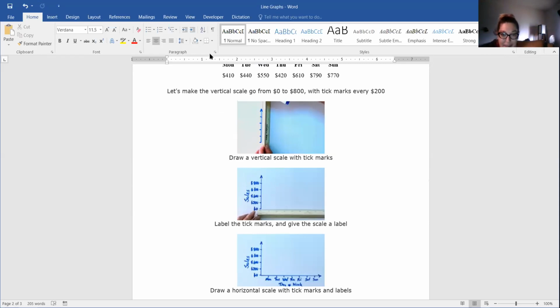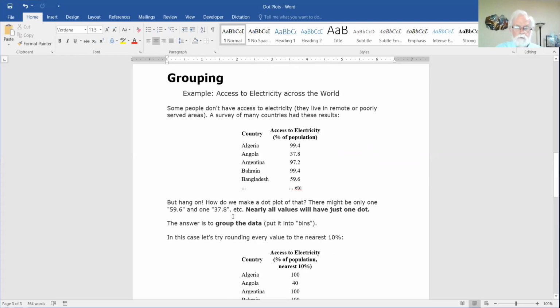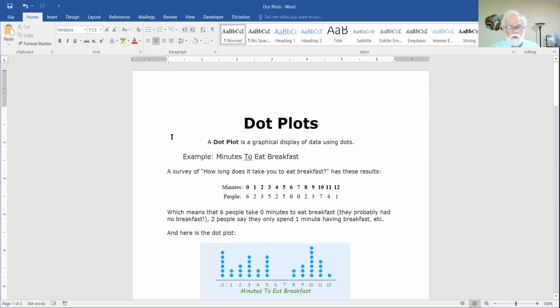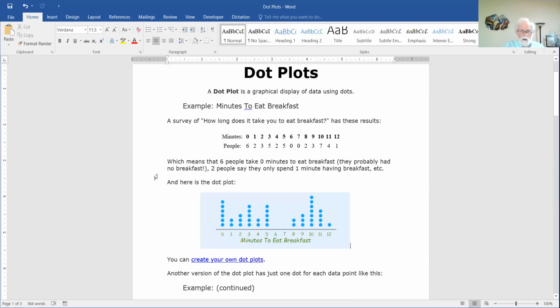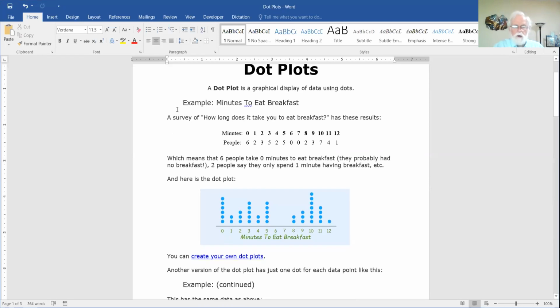Let's look at a couple of other things here and look at dot plots. Dot plots are a variation really on bar graphs. If we look at this, a dot plot is essentially a graphic display of every data point that we have.